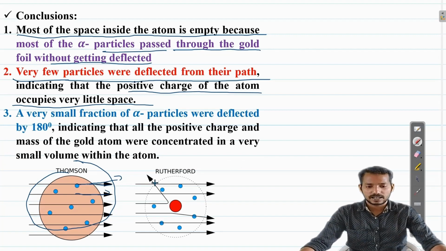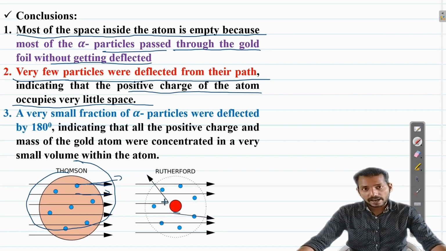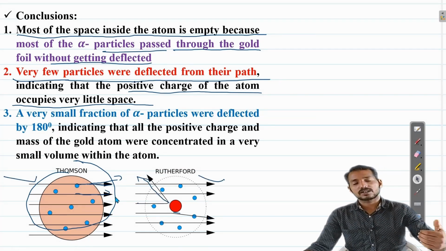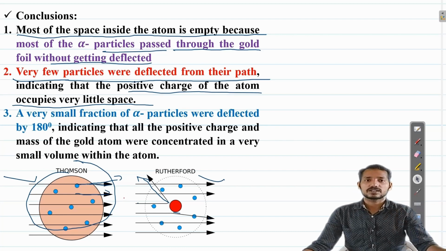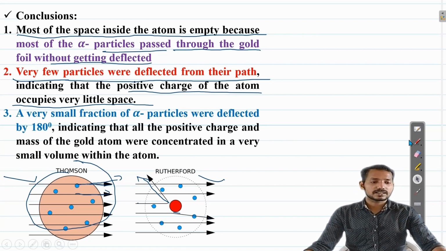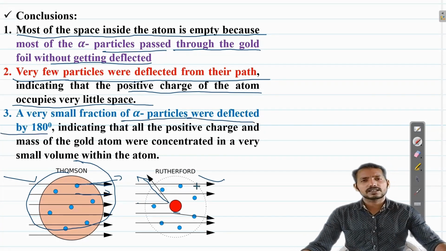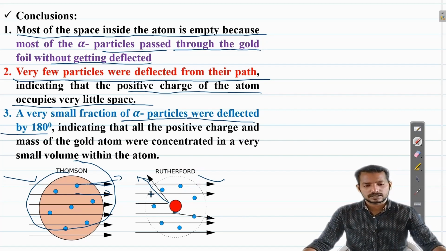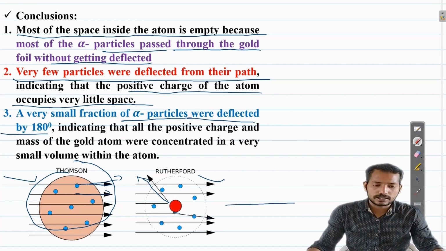According to his observation, the majority of alpha particles go without any deflection, some are deflected by a small angle, and some are rebounded. This observation from the alpha particle experiment cannot be explained by the Thomson model. And the last thing is that a small fraction of alpha particles were deflected by 180 degrees. 180 degrees does not mean exactly 180 degrees, okay. It is almost like 170 or 160, that means more than 90 degrees. It can be 100.